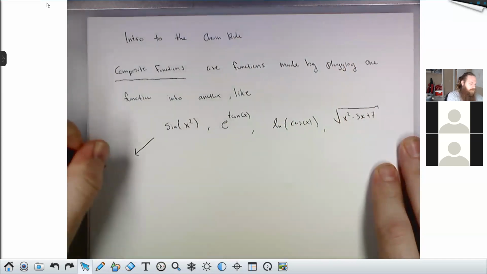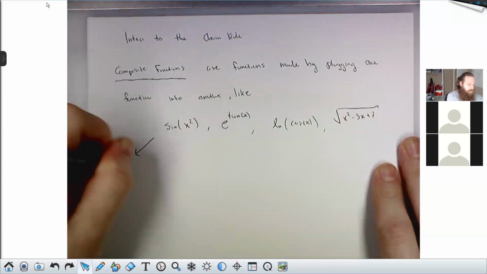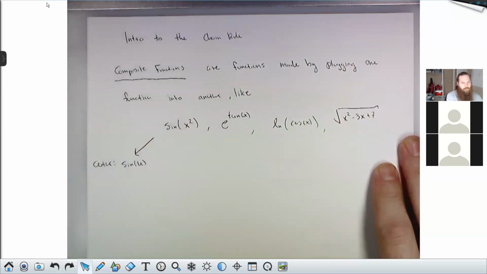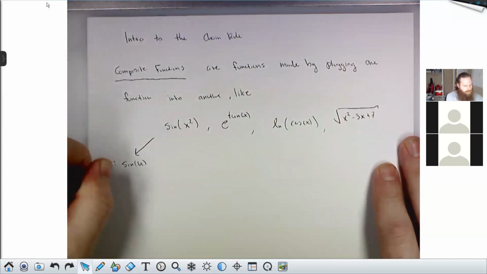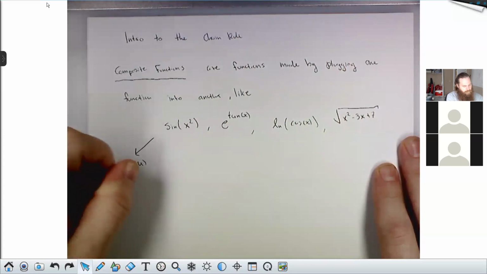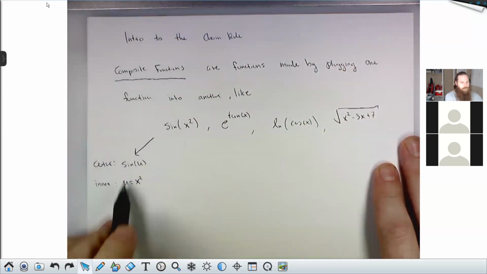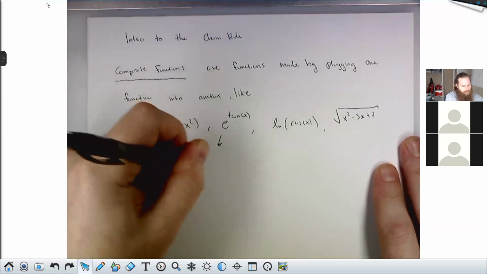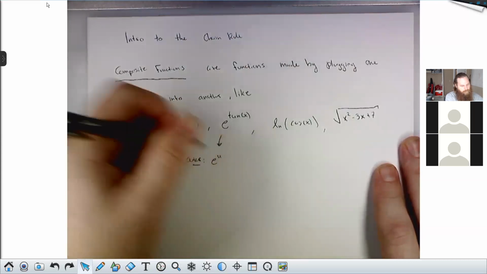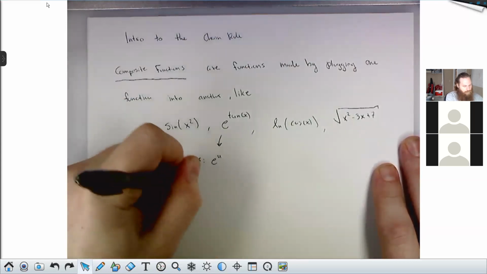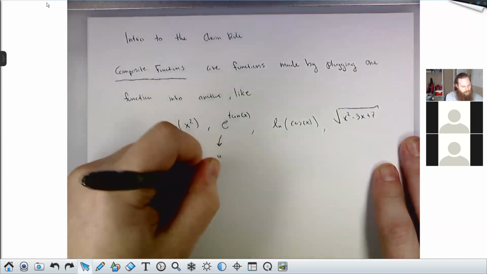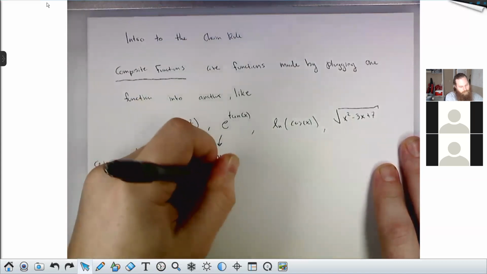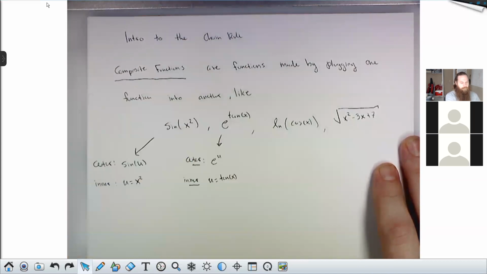Here, the outer is, I'll call it sine of u, and the inner is u equals x squared. So when you plug the inner into the outer, you get that guy. Here, my outer, I could call it e to the u, and my inner is u equals the tangent of x.